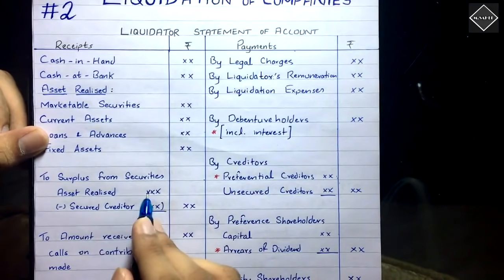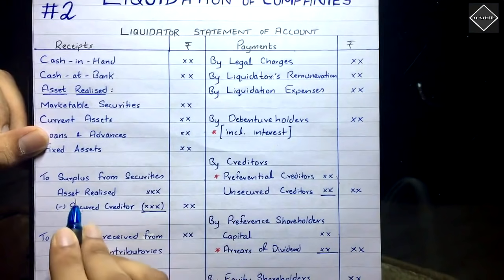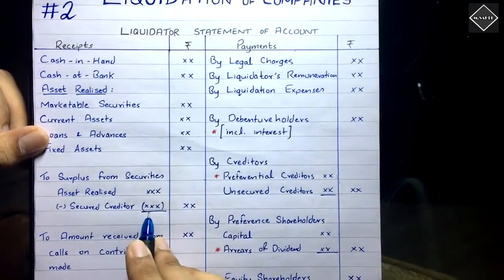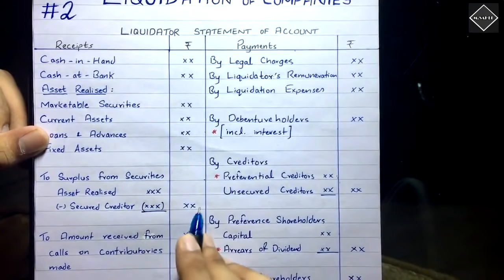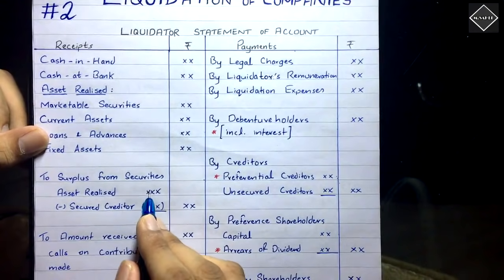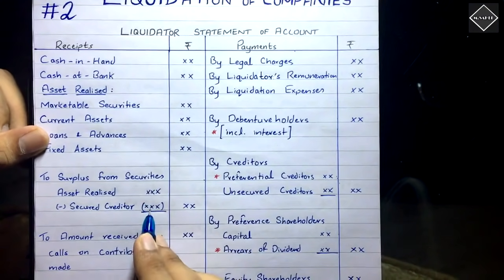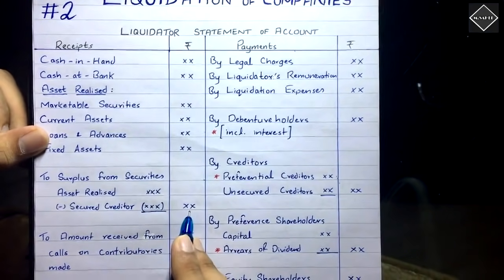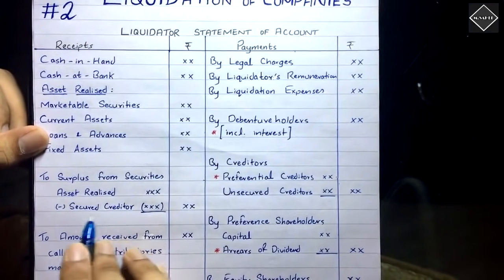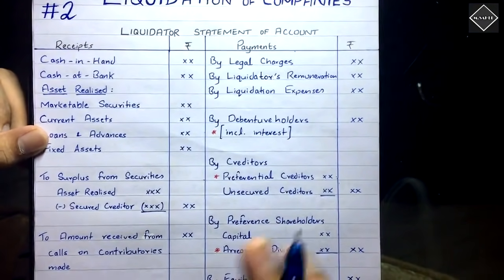If asset realized is 1 lakh and secured creditor is 1 lakh, then nothing will come over here. And if asset realized is 20,000 and secured creditor is 50,000, then you don't have to take the deficiency as negative. Write 20 here, here also 20, make it nil. And then take the remaining secured creditor amount into unsecured creditor. It will be treated as unsecured creditor. Like that you have to do.